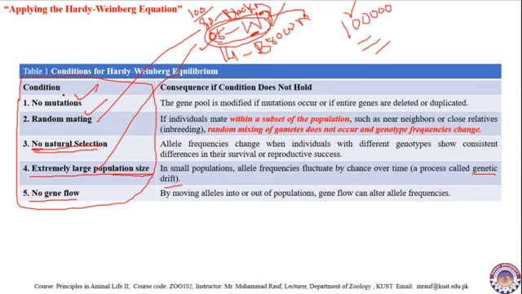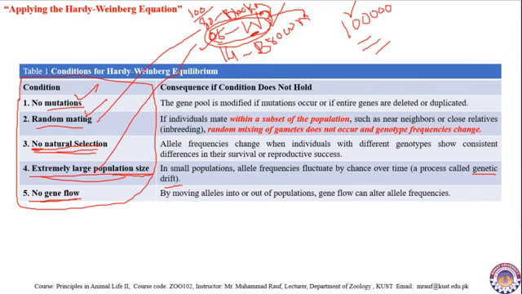Now, if you look at those 5 conditions, all of them are the agents for evolutionary change: mutation, non-random mating, natural selection, small population size, and migration, gene flow. These are the 5 mechanisms of evolution. They bring about change in the genotype and allelic frequencies, and if you control them, then they become the conditions for Hardy-Weinberg equilibrium.